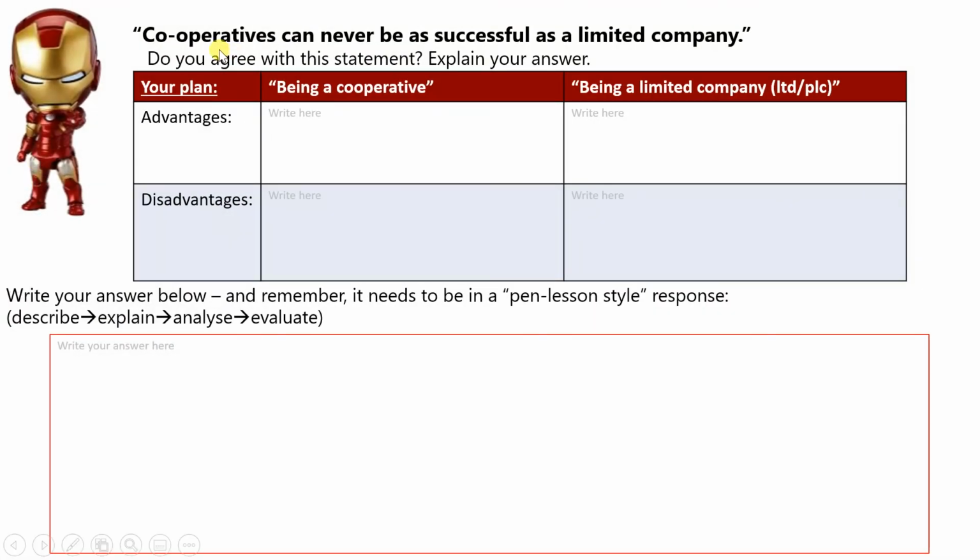So we've reached the final question. Here's the statement. Cooperatives can never be as successful as a limited company. Do you agree with this statement? Explain your answer. So we've come across this style before.